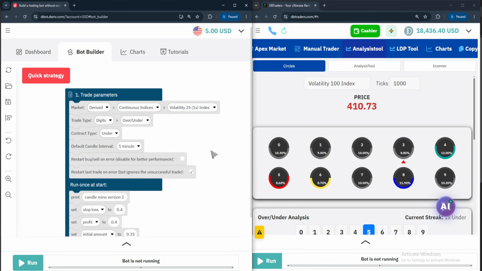In today's video, I'll be looking at can you grow a 5 USD account trading with a bot on Deriv? In this series I started with a 2 USD account, so today I want to show you if you can do it with a 5 USD account, or basically how to do it properly.